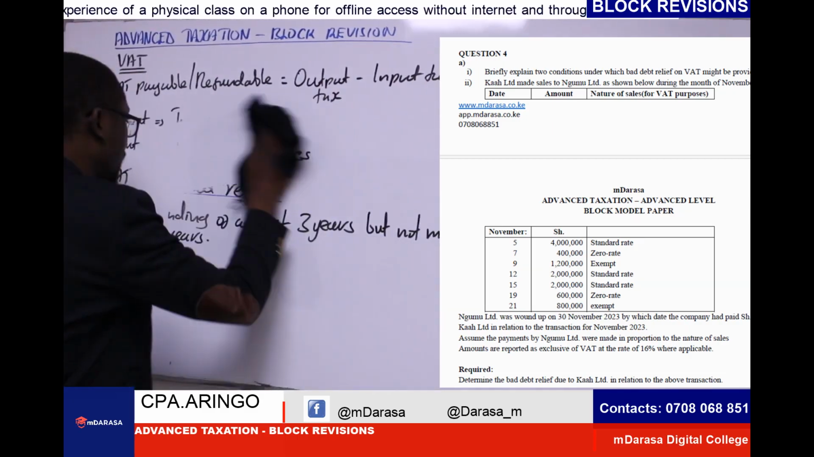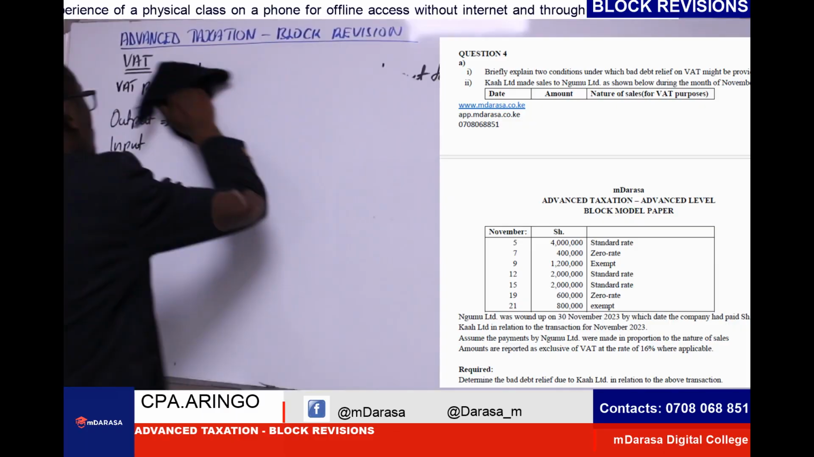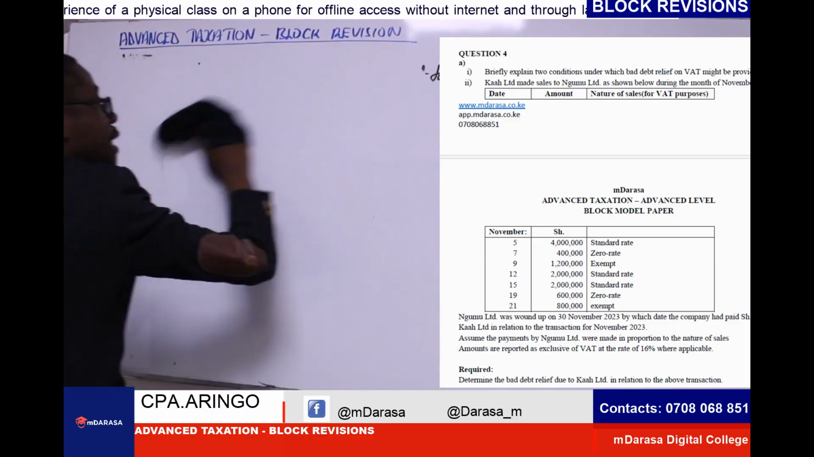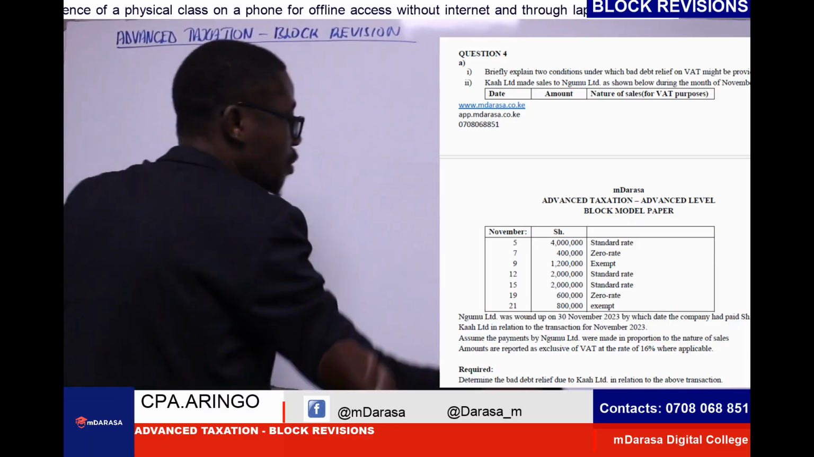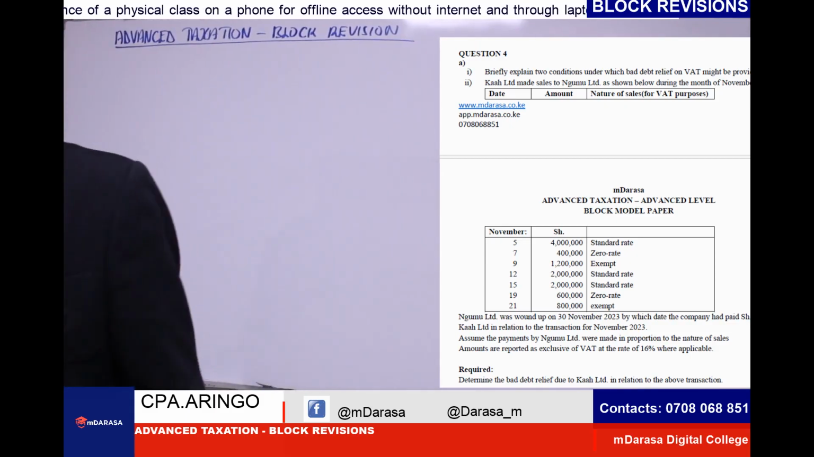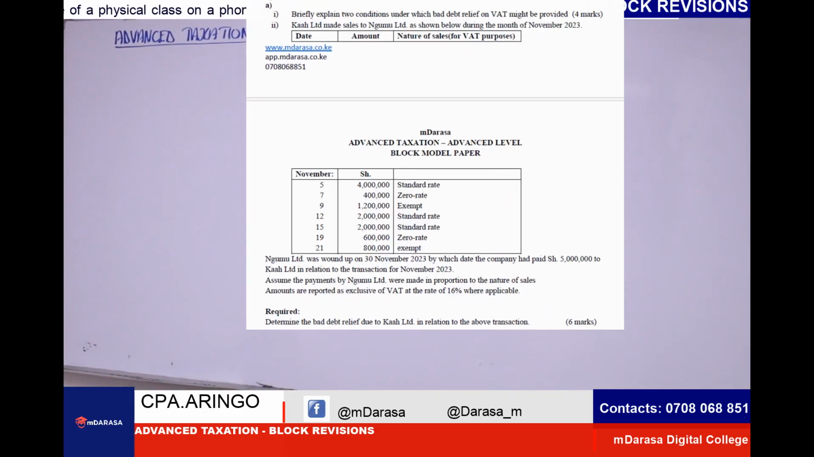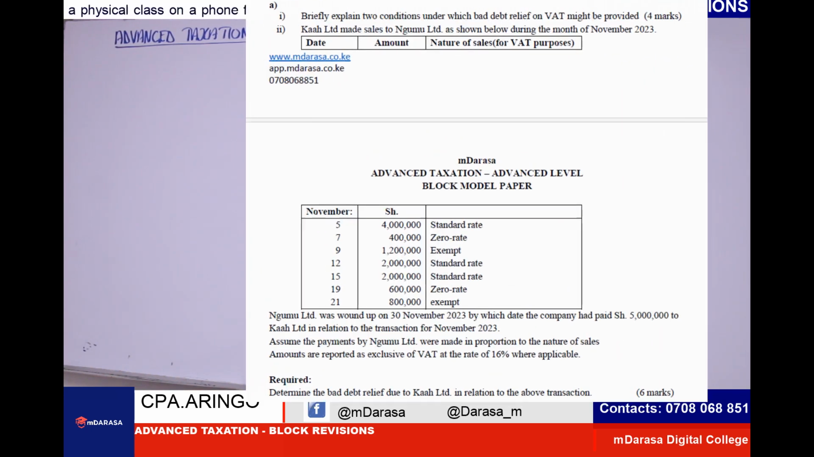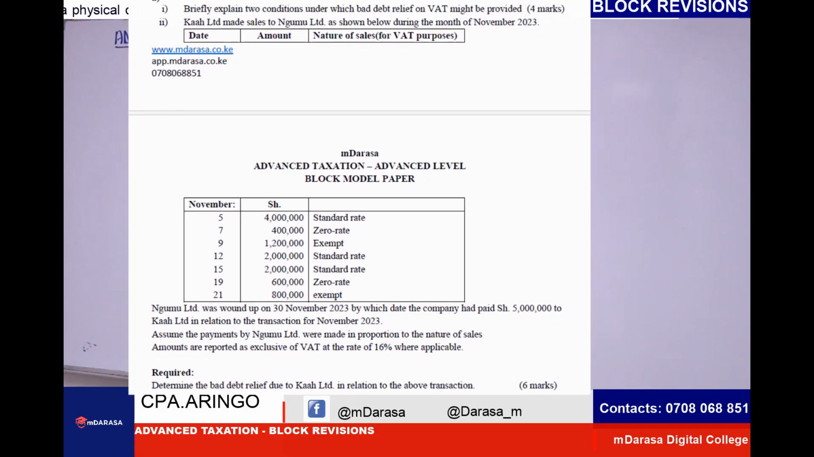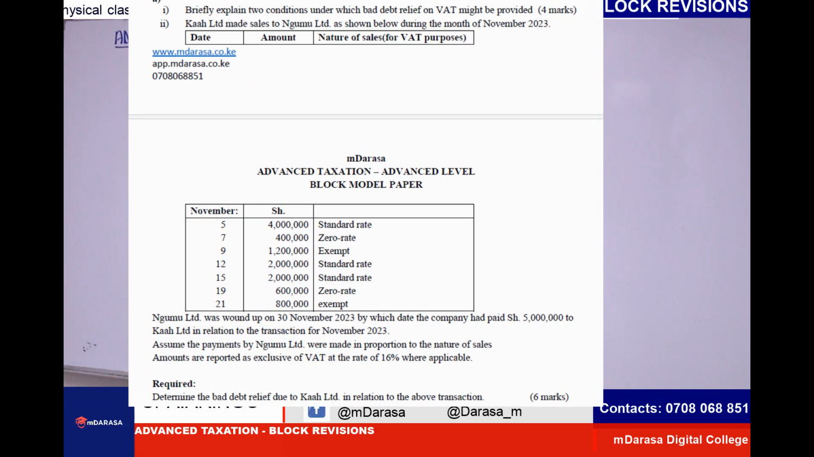After talking of that, we go to part B of the question, see what you are asked. Part B of the question, my good students, these are what you are told. Car Limited made sales to Ngumu Limited, as shown below, during the month of November 2023.